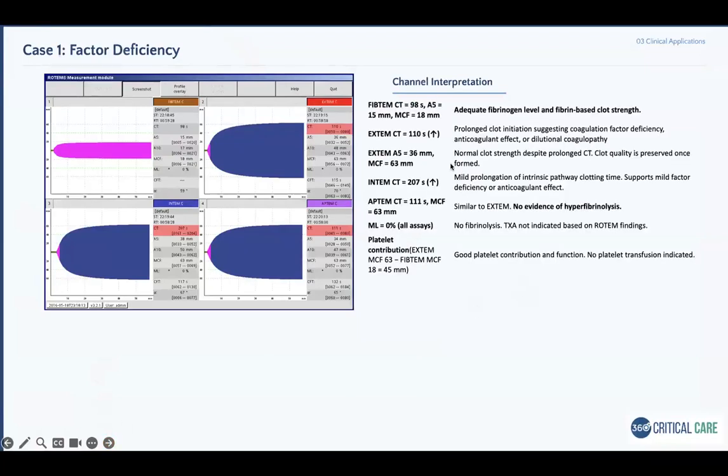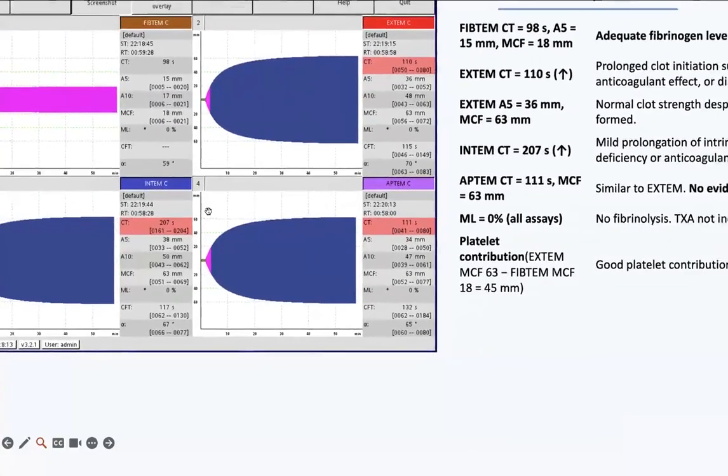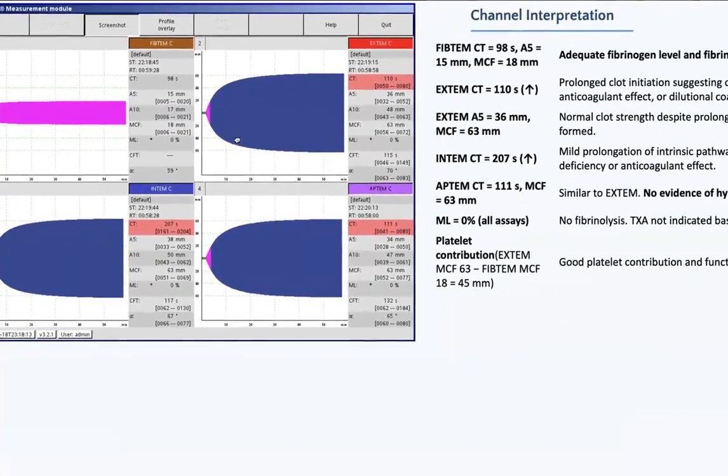So let's talk a little bit more in detail. So you know that A5 is 15, clot formation is 18, which is normal. So adequate fibrinogen level and fibrin-based clot strength is adequate. Let me make it a little bit bigger for you guys to see.